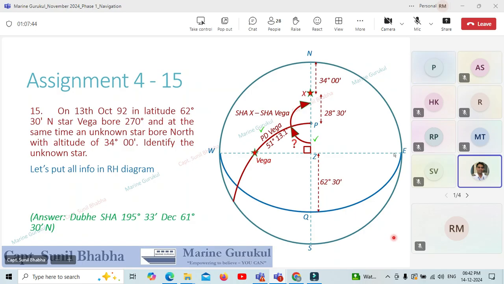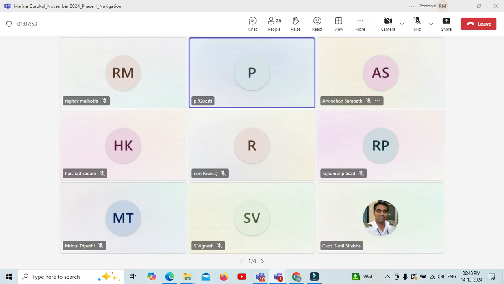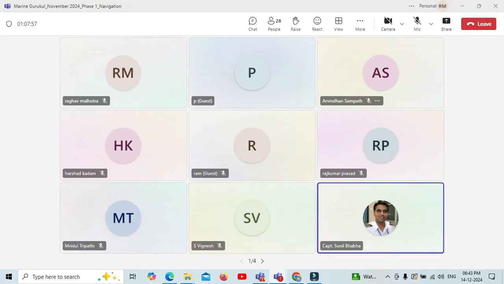Okay, let me now show you how we find the SHA. Give me a minute. Sir, before going further, here you choose the direction. One minute, beta. I'm opening it up.